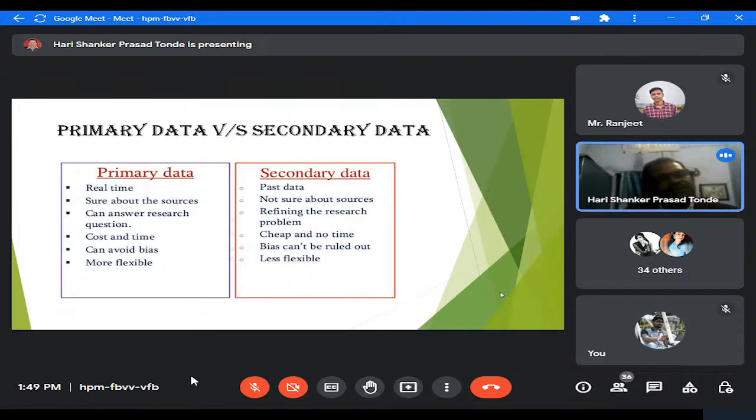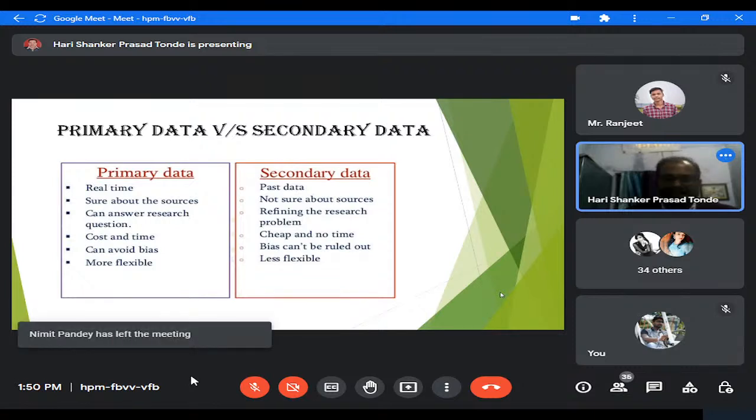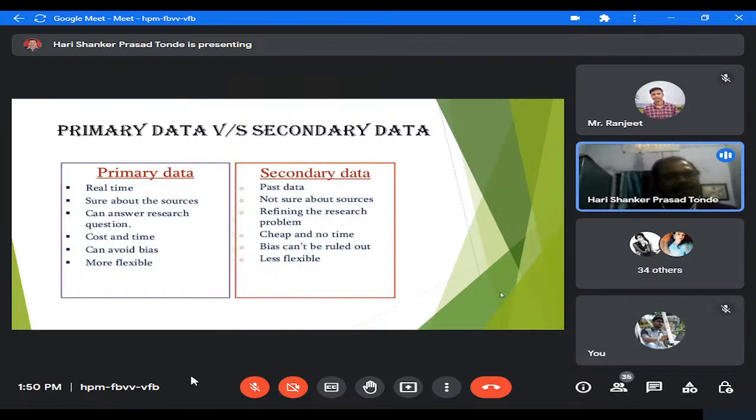Primary data can answer research questions. Directly they can answer the research questions. When we are getting some results, to what extent the particular experiment is successful. This is the research, means we are getting the answer directly for the research problem. But secondary data help in refining the research problem. We are going to refine the research problem, but not getting the answer directly. Primary data are costly and take much time, but secondary data are cheaper and take less time. Primary data can avoid bias, secondary data cannot be ruled out. Primary data are more flexible and secondary data are less flexible.